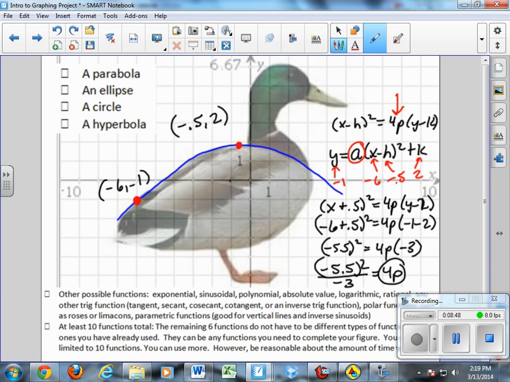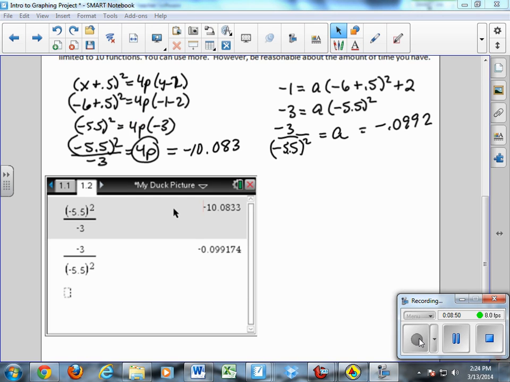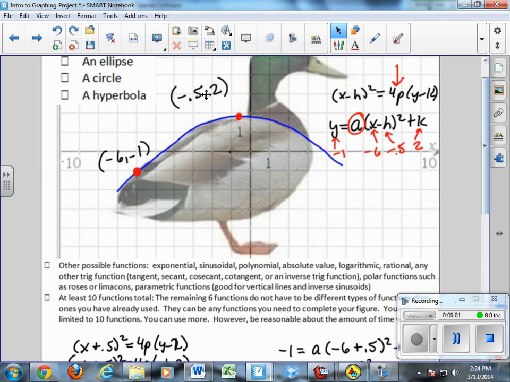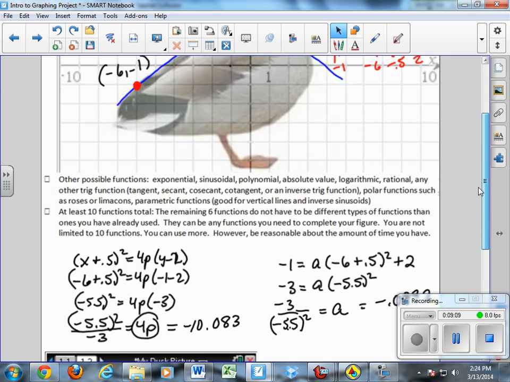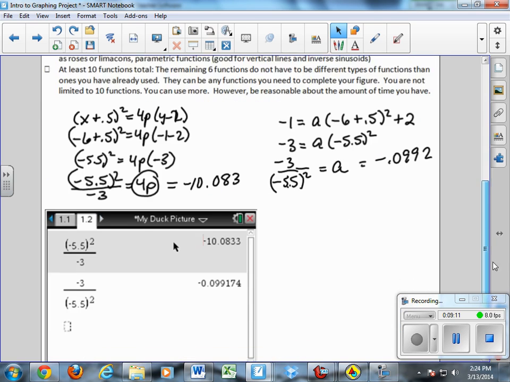Okay, I've shown you here the two different forms of the equation and what I plugged in. I plugged in the coordinates of the vertex, which are negative 0.5 and 2 for h and k, and I plugged in the point negative 6, negative 1 for x and y, and I solved either, in this case, for 4p or, in this case, for a.